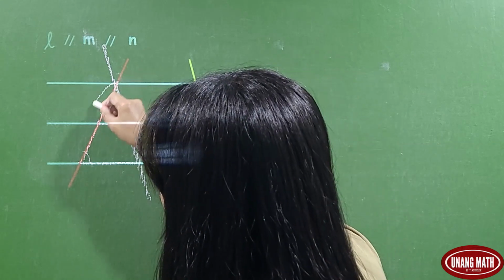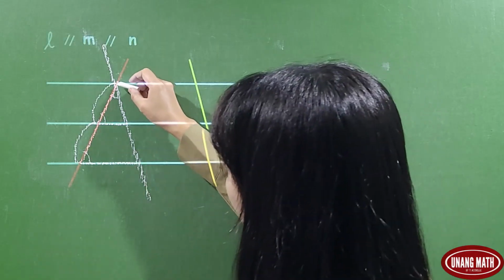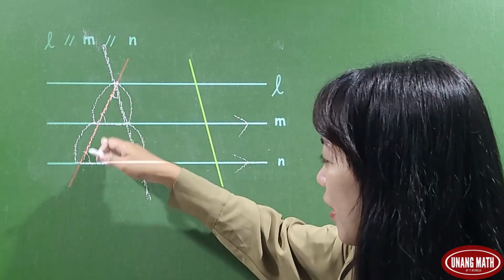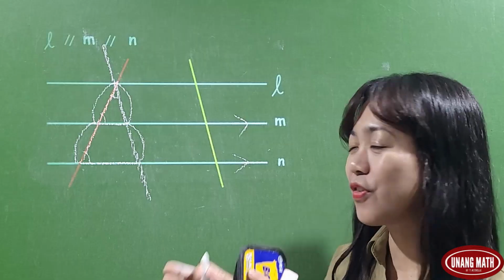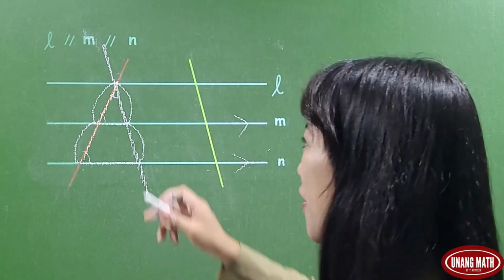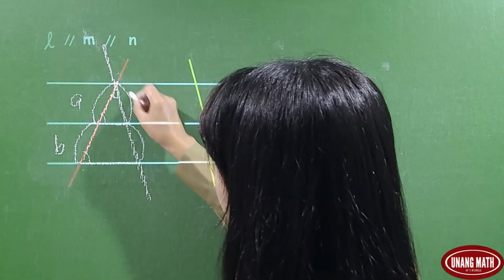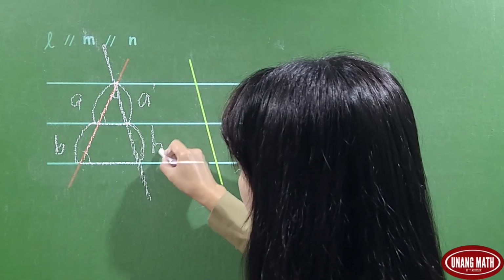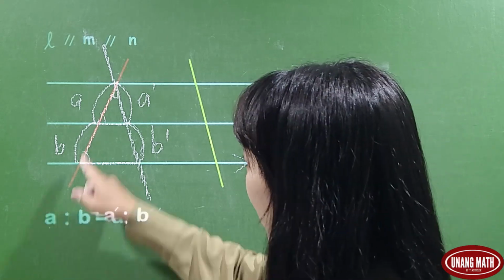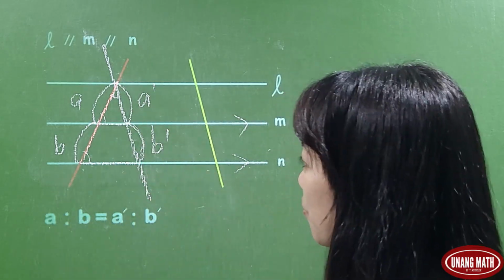So this length is to this length. That would be equal to the ratio of this length to this length. Since these two triangles are similar figures, the ratio of the corresponding sides are equal or constant. So let's say this is A and this is B. This is A prime and this is B prime. So we can say that A is to B would be equal to the ratio of A prime is to B prime.